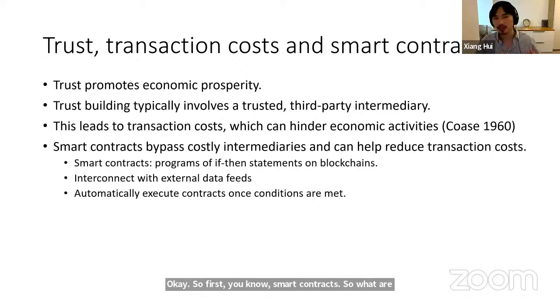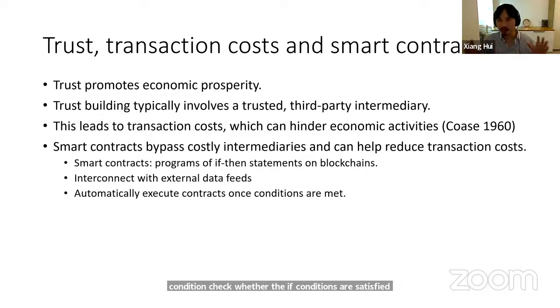Well, these are essentially programs of if-then statements on the blockchains, okay? And blockchains are nothing more than distributed ledgers with good properties. Now, the way that these smart contracts work is that they are going to interconnect with external data feeds. And they do this so that they can constantly check whether the if conditions are satisfied, right? So the data feeds keep the smart contracts aware of the current state of the world.